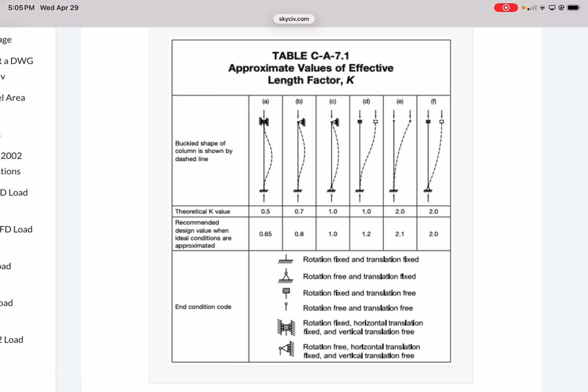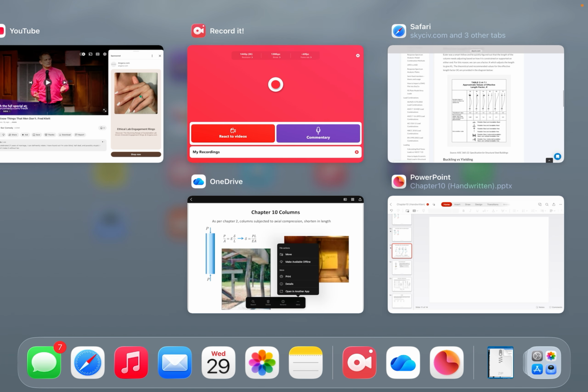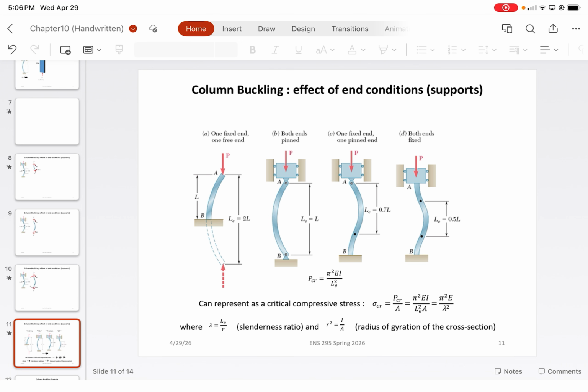You can see there's a theoretical K value associated with different boundary conditions. And then in design, a lot of codes will update this to some slightly larger value just to yield a more conservative answer. All right, so that's just the general gist of it.